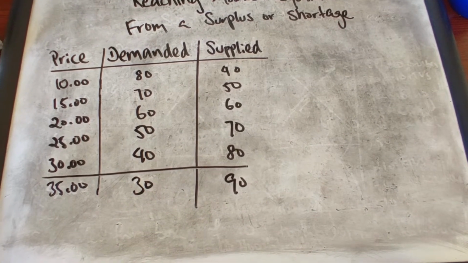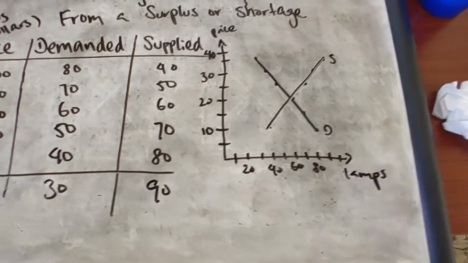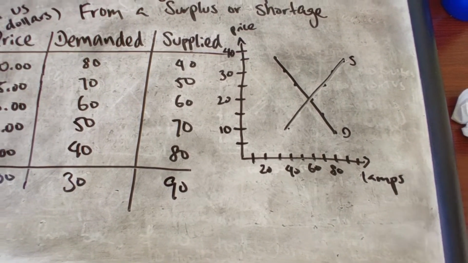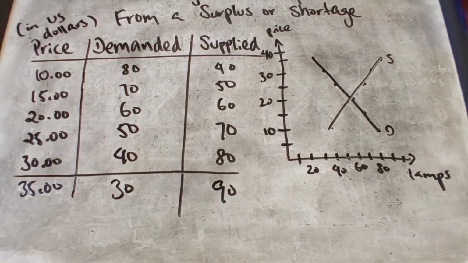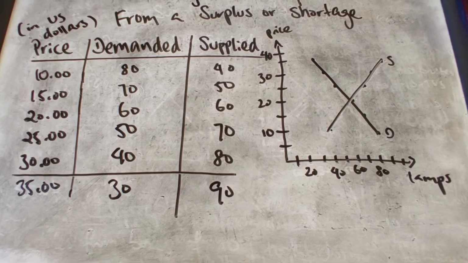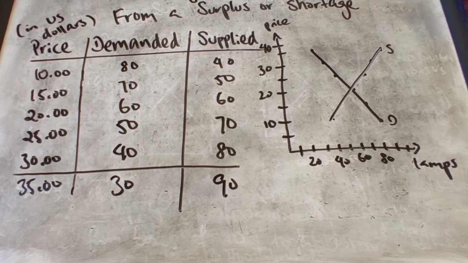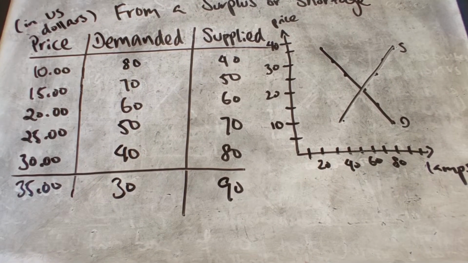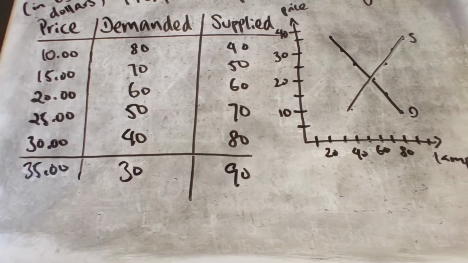Let's just graph this out. So here we have the graph of the supply and demand in the chart. What we do is we take a closer look at when the price is $30. So we plot the points of the amount demanded in relationship to the price, and another dot of the amount supplied in relationship to the same price.